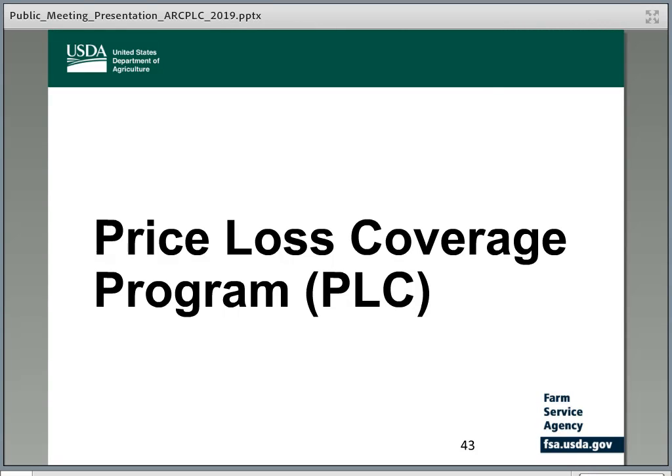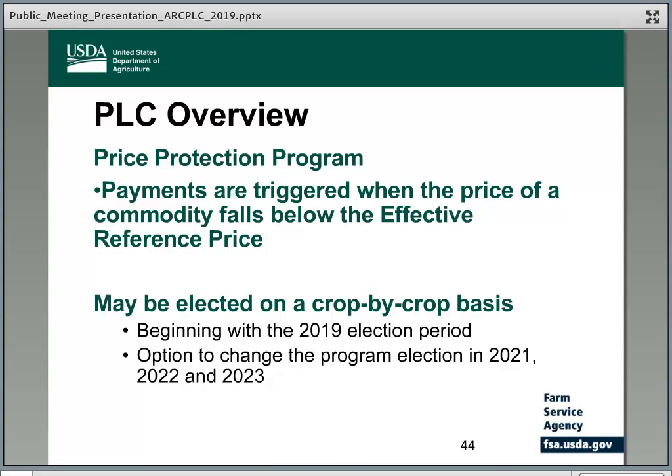Okay, in this section, I'm going to talk about our 3 different program options. We're going to go through each program and see how payments are triggered. The first program that I'm going to start with is the Price Loss Coverage Program, which we refer to as PLC. This program offers price protection only.